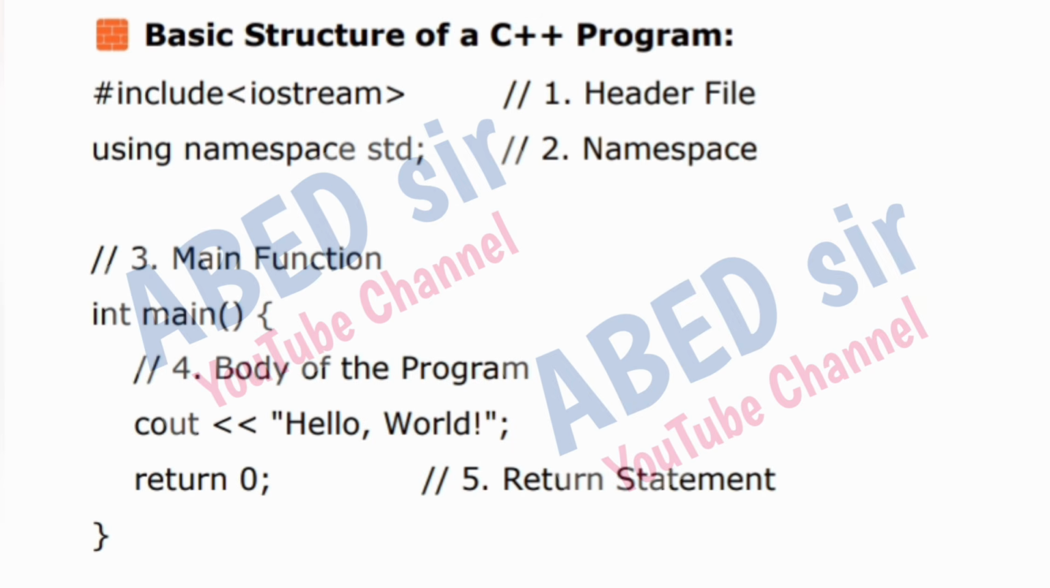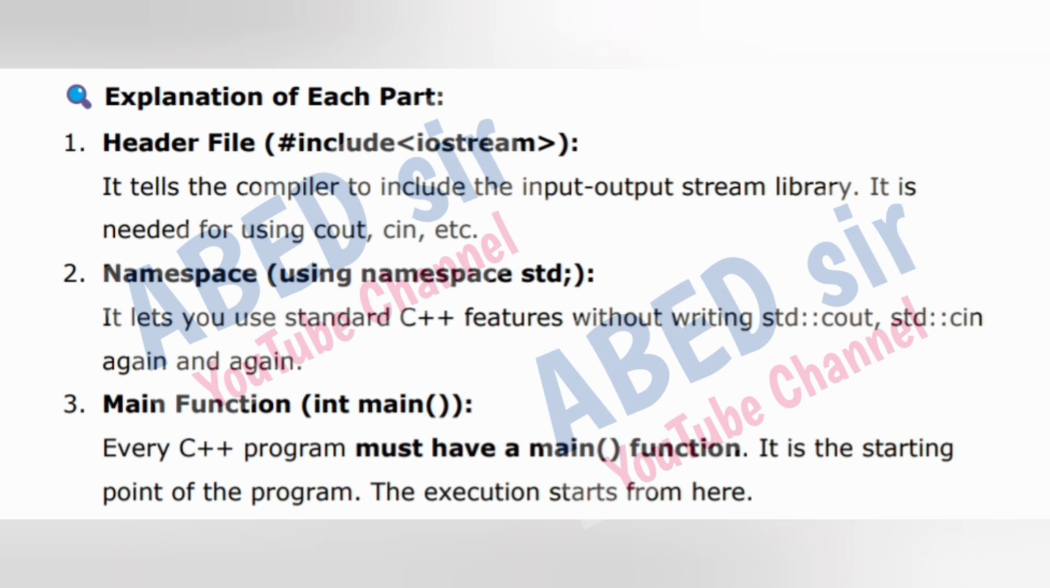Basic structure of a C++ program. 1. Header file: #include <iostream>. 2. Namespace: using namespace std;. 3. Main function: int main(). 4. Body of the program: cout << "Hello World"; 5. Return statement: return 0;. Explanation of each part.